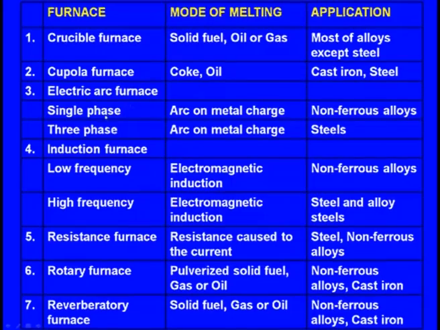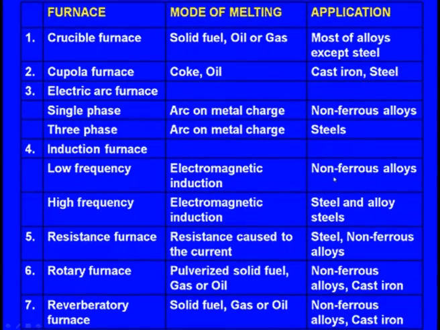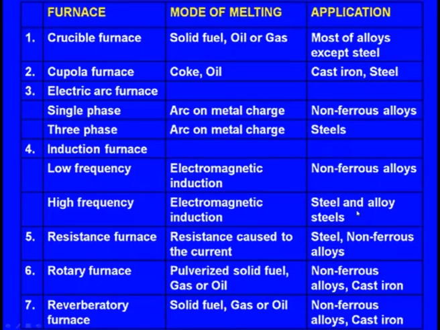Electric arc furnace, again there are two types, one is single phase and another one is three phase. In both the cases the arc is utilized for melting the charge. Single phase is used for non ferrous alloys, whereas the three phase arc furnace is used for melting steels. Next one is the induction furnace. Again in the induction furnace there are two types, one is low frequency and another one is high frequency. In both the cases electromagnetic induction is the mode of melting. The low frequency induction furnace is used for non ferrous alloys. High frequency induction furnace is used for melting steel and alloy steels.